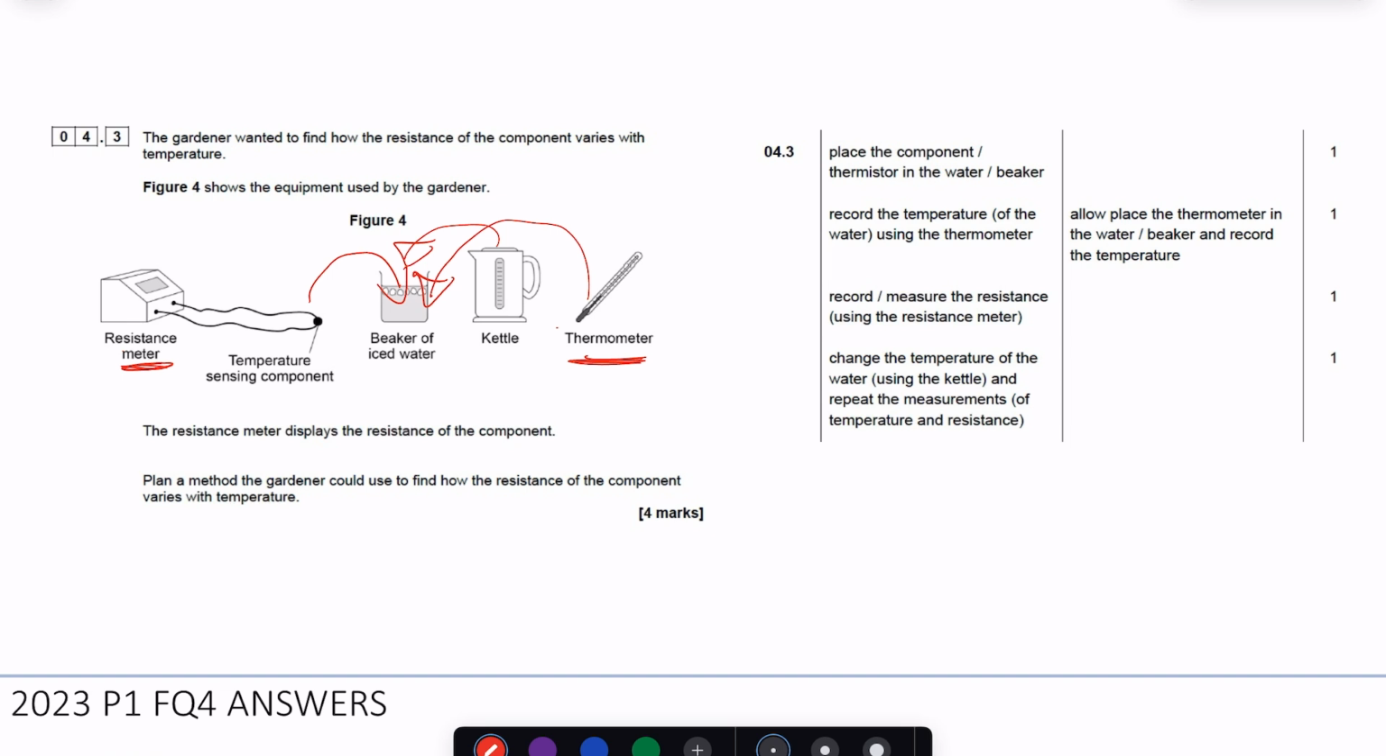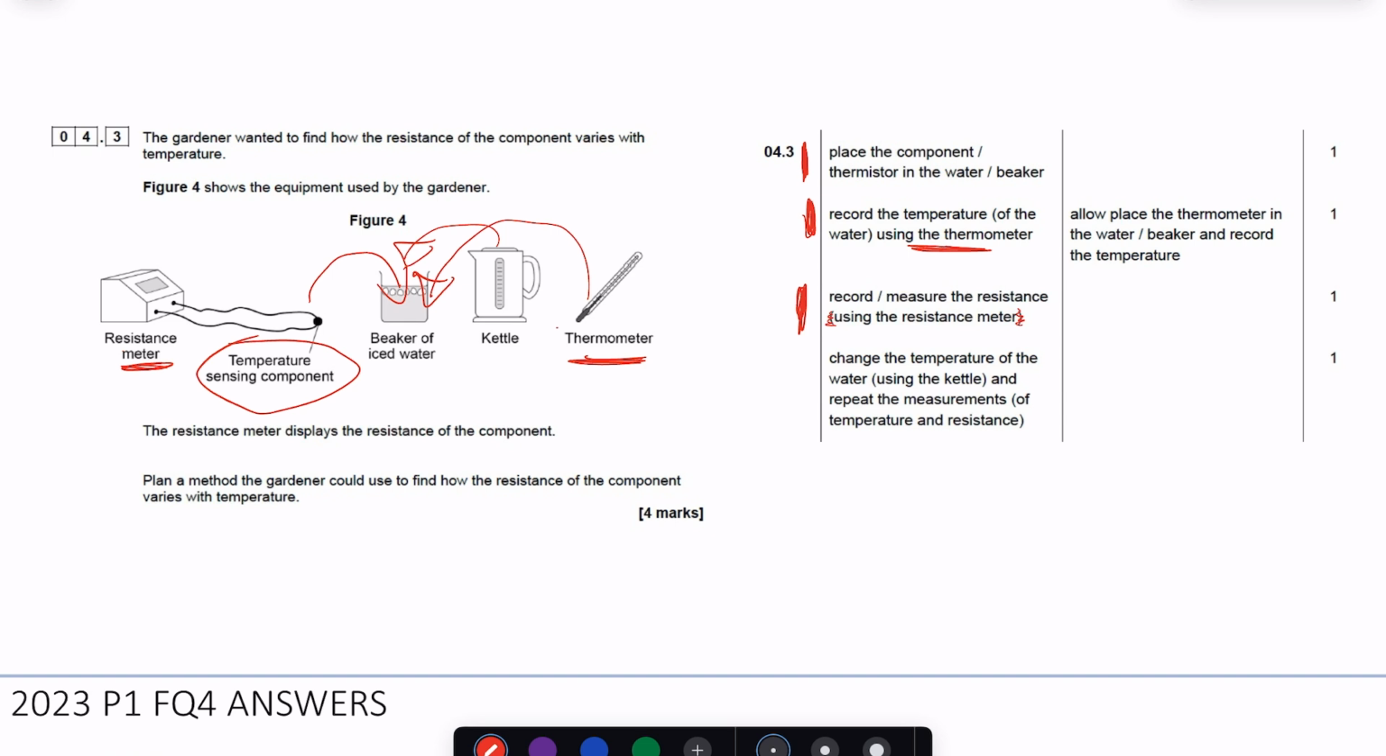So to put that into words, I'm going to get 1 mark for saying place the component, or the thermistor, in the water. That's it. Second mark, I'm going to record the temperature using the thermometer. I've recorded the temperature, and then I've got to record and measure the resistance using the resistance meter. They put this in brackets, which means you don't have to say that, but let me encourage you to always say it. So record the resistance using the resistance meter.